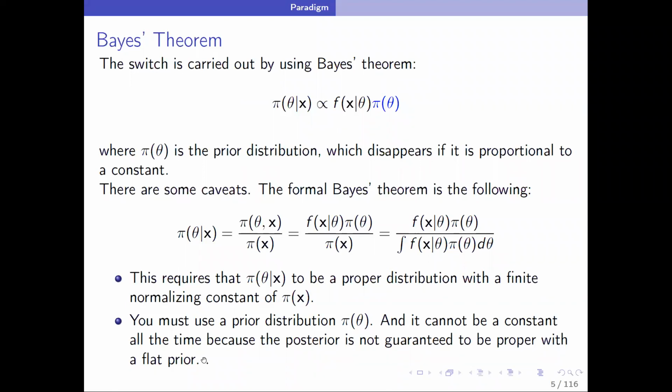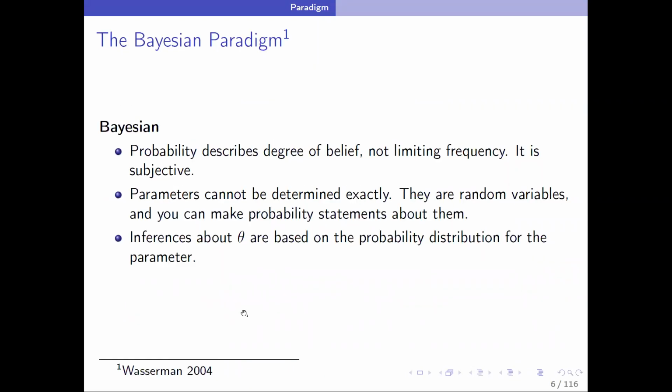Okay. To contrast and summarize the Bayesian paradigm, this is from a book by Larry Wasserman, All of Statistics. The Bayesian foundation describes probability as a degree of belief. It has nothing to do with limiting frequency. It is very subjective. And because of Bayes theorem, it follows that the parameters themselves cannot be determined exactly. They are random variables. That's why they have a distribution. All your inference about theta is based on the probability distribution of that parameter. That's the only thing that you would care about.